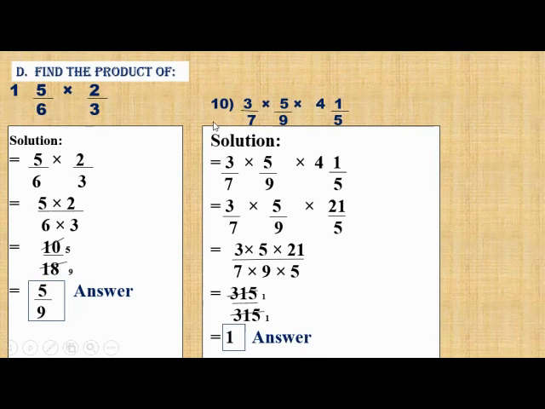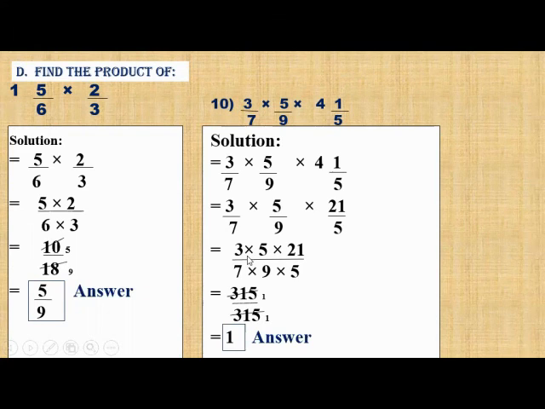Now move to question number 10, which is 3 upon 7 multiplied by 5 upon 9 multiplied by 4 whole 1 upon 5. This is the solution of question number 10. First of all, as you can see, 4 whole 1 upon 5 is a mixed fraction. First of all, you have to convert this mixed fraction into an improper fraction. How can you convert? 5 multiplied by 4, 5 4s are 20. 20 plus 1 equals 21 upon 5.